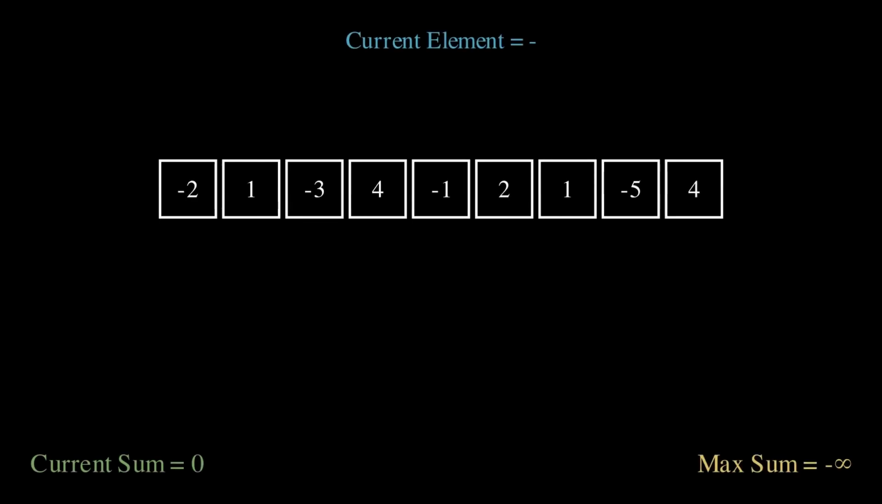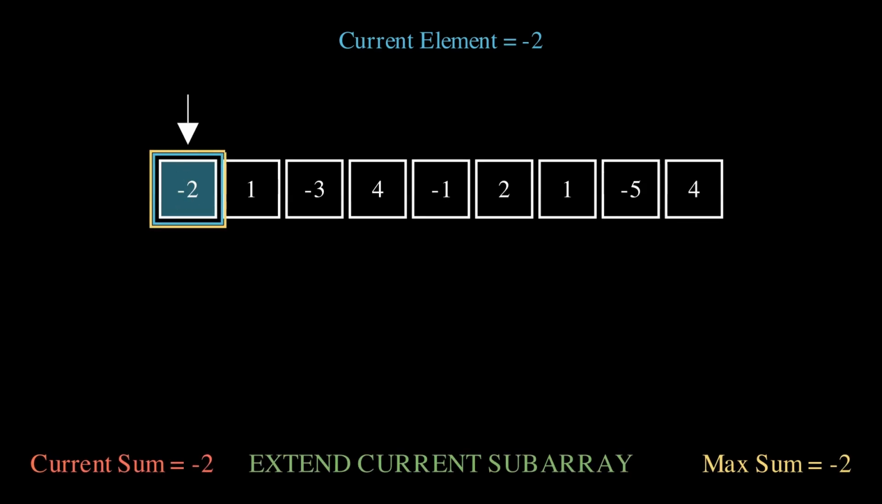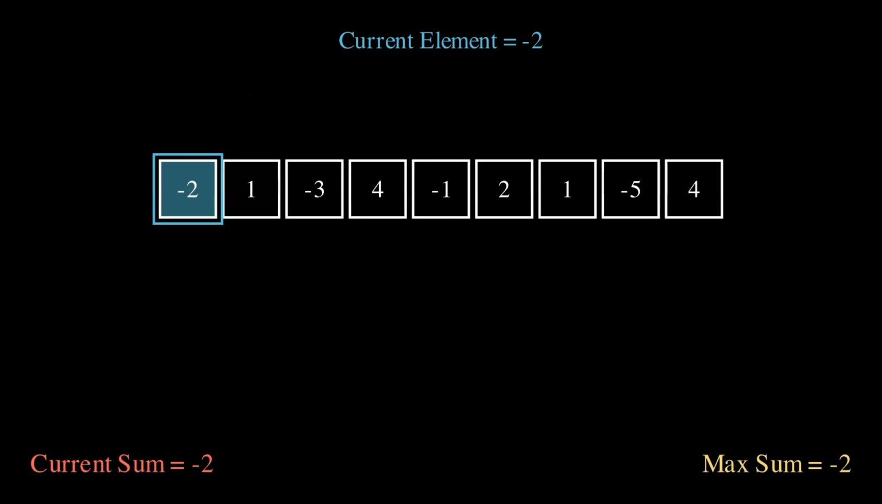Here's our example array. We'll maintain two values: current sum, which represents the best subarray ending at the current position; maximum sum, which stores the best answer we've seen so far. Now we start with -2. Current sum becomes -2. Since this is our first element, maximum sum is also -2.